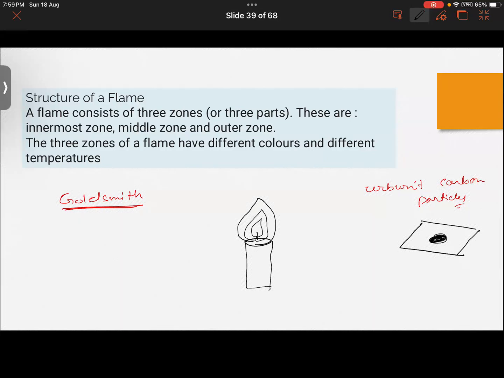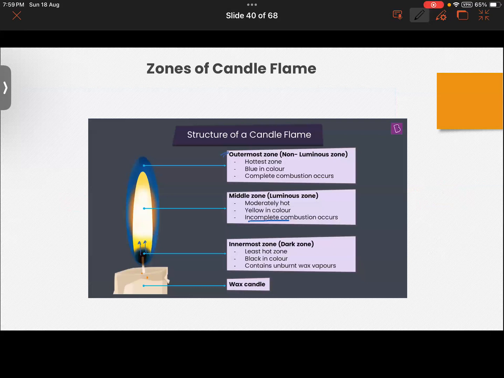You should be placing it in the middle zone actually. Because in the middle zone, incomplete combustion is happening right now, and it contains unburned carbon particles.